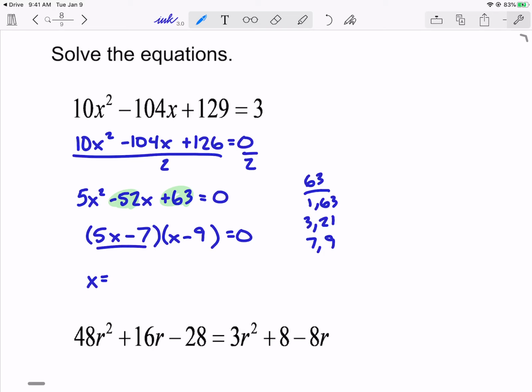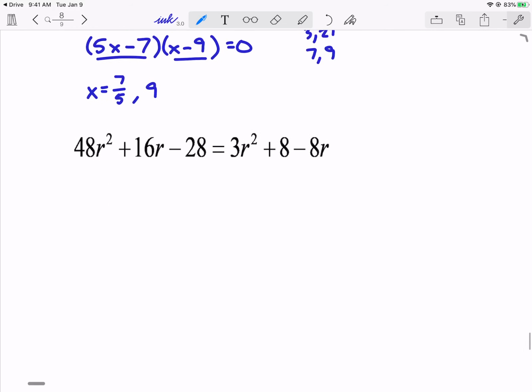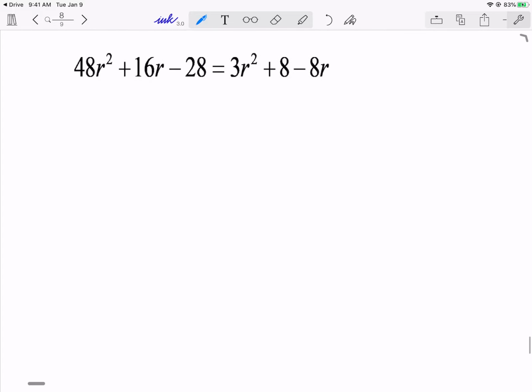So on the first one, I'm going to add 7, divide by 5, and the next one I'm just going to add 9. And there are my results. So again, goal is factored form, apply the zero product property. Now this one I've got terms of all degrees on each side. I've got a squared, just an r, and then a constant.